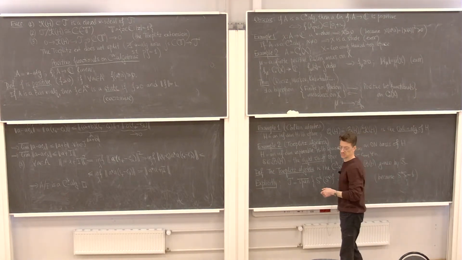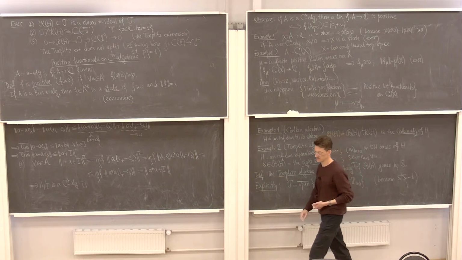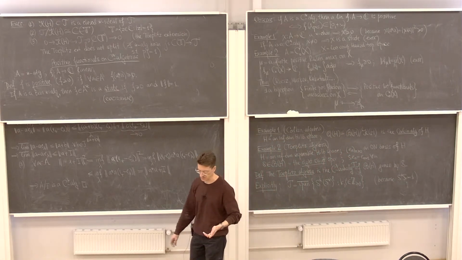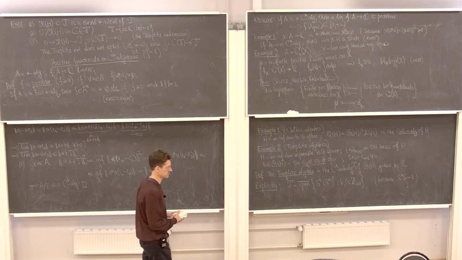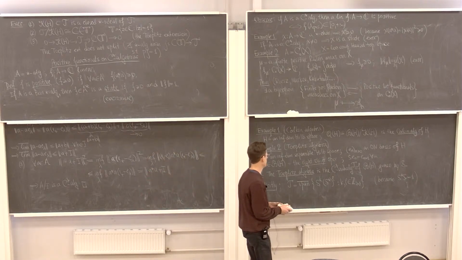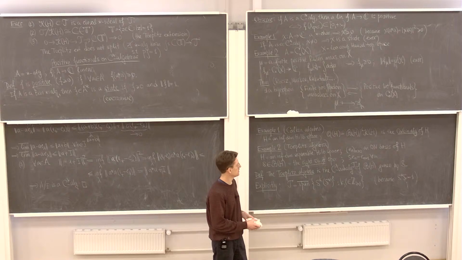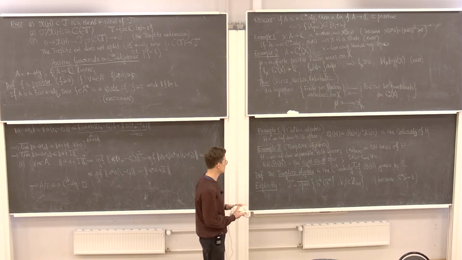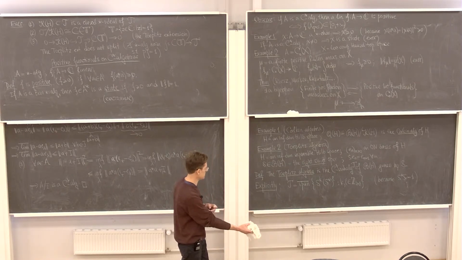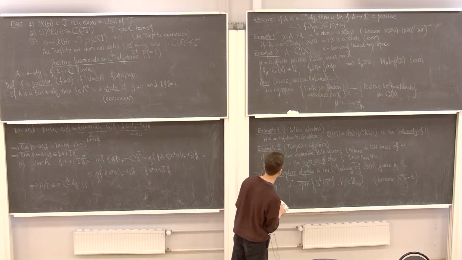So we see that if A is a commutative C-star algebra, then positive functionals bijectively correspond to finite positive Radon measures. And so morally, for an arbitrary C-star algebra, positive functionals can be viewed as non-commutative generalizations of positive Radon measures.